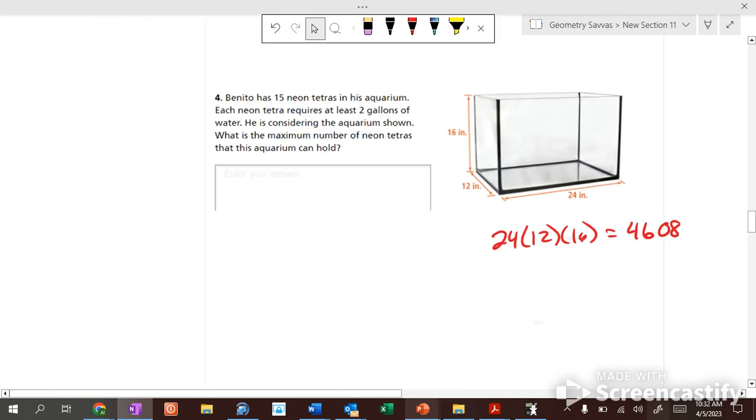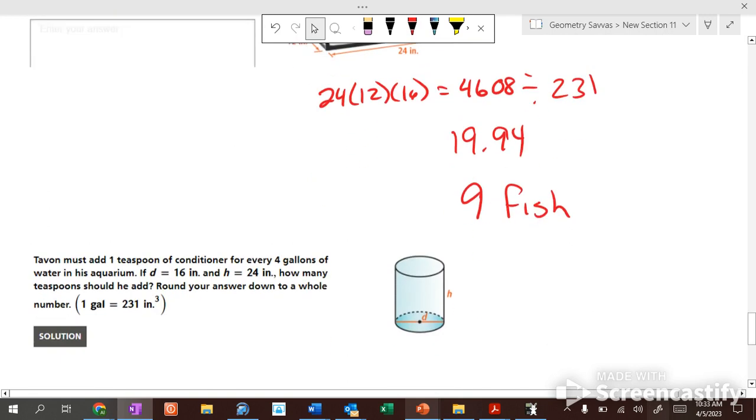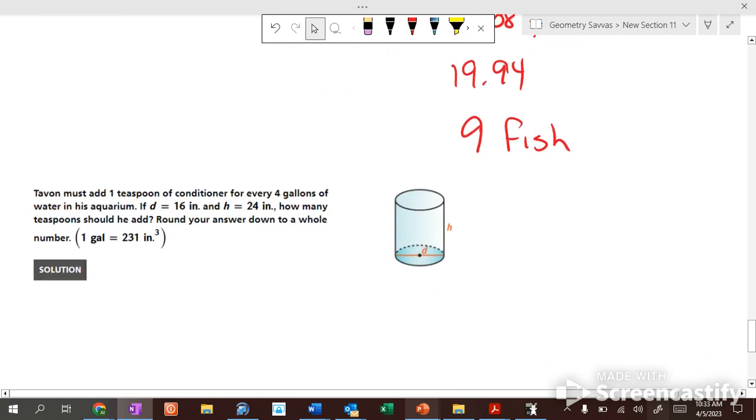Divided by 231. 19.94. Uh-oh. He can have 9 fish here. Yeah. All 10, you mean? Yeah. All right.